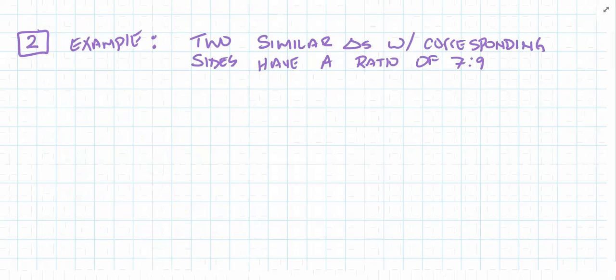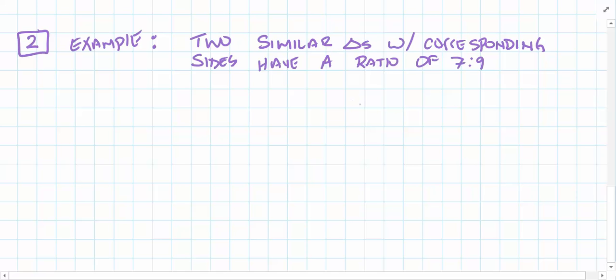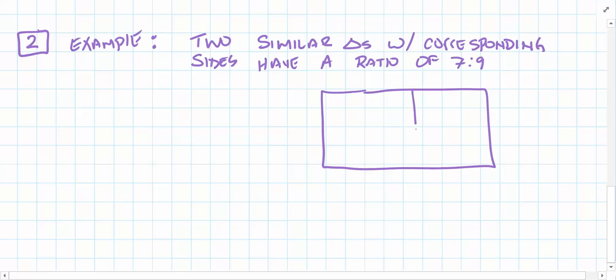Okay, here's the example. Two similar triangles with corresponding sides have a ratio of 7 to 9. So we know right away that the two triangles are similar, meaning their angles are what? Congruent, and their lengths are in a scale factor, and they're a ratio, okay? So here's what I want you to do. I'm going to teach you this little box, okay? This box is pretty helpful when you're dealing with these types of problems.